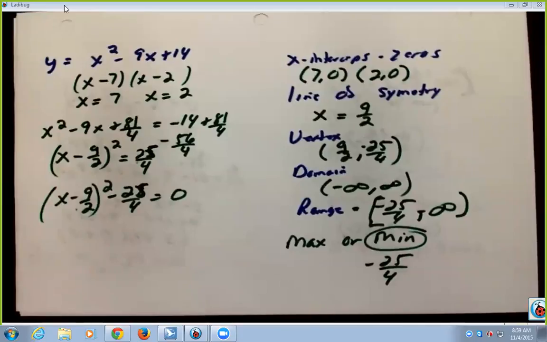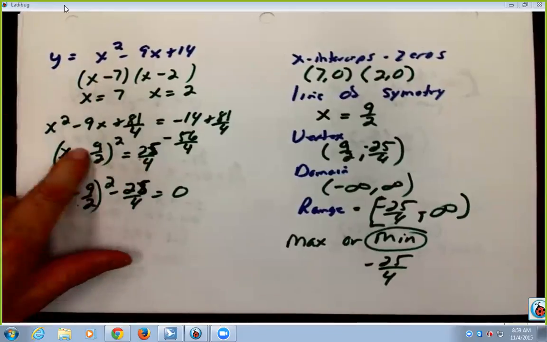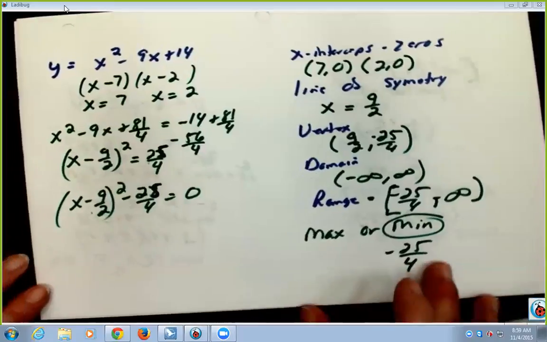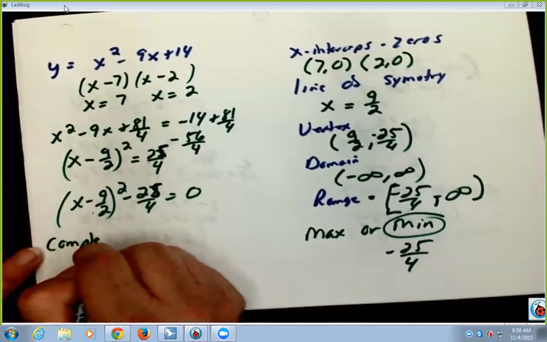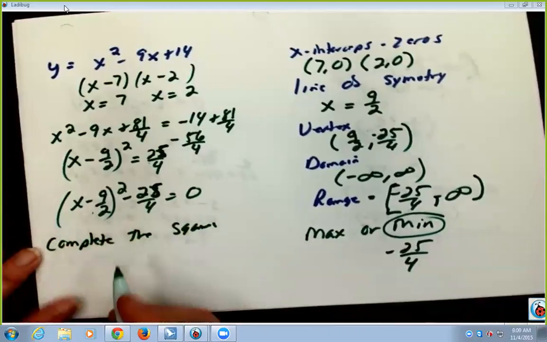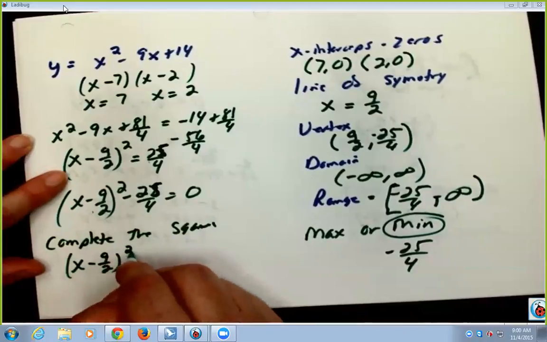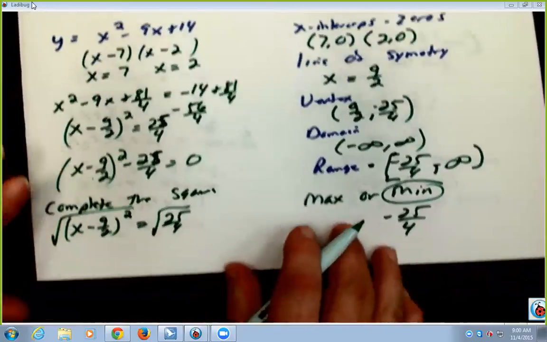Now, if you get here where you cannot factor this, you can take this piece and finish completing the square. Let me just show you that. If we complete the square, we can take x minus 9/2 squared equals 25/4. Take the square roots of each side.